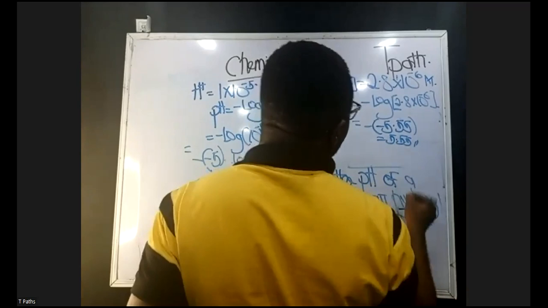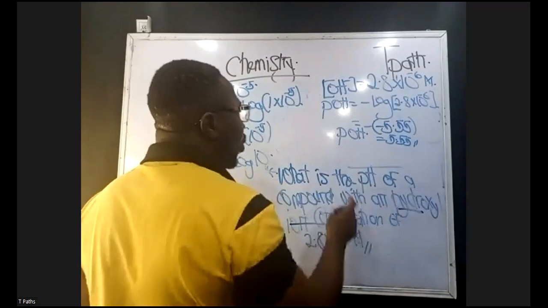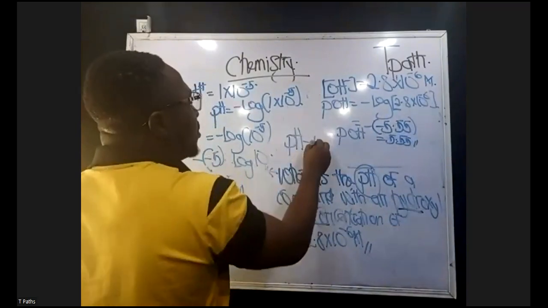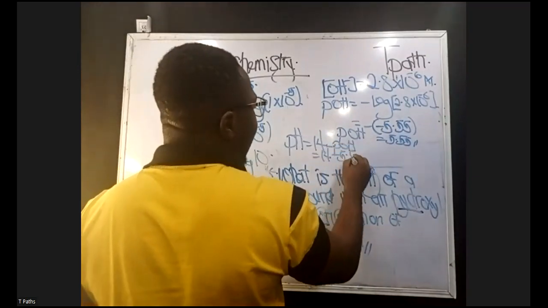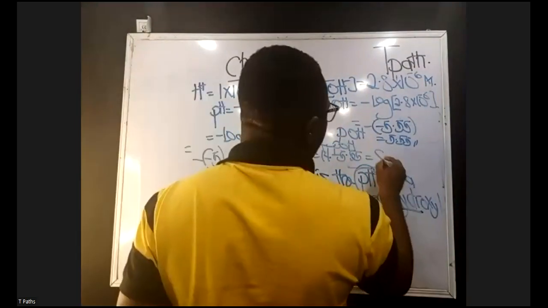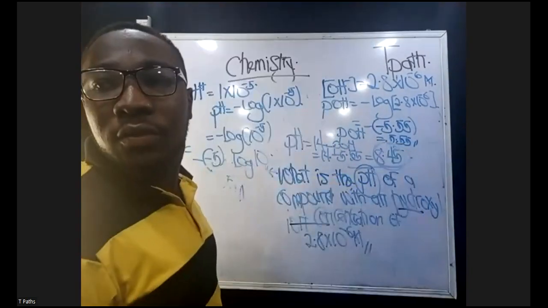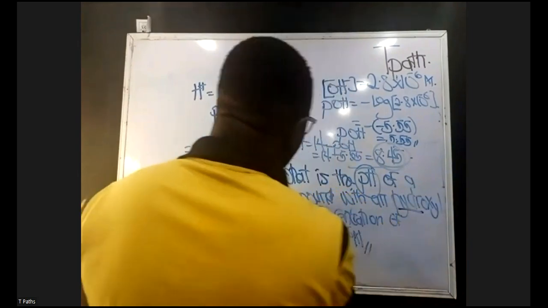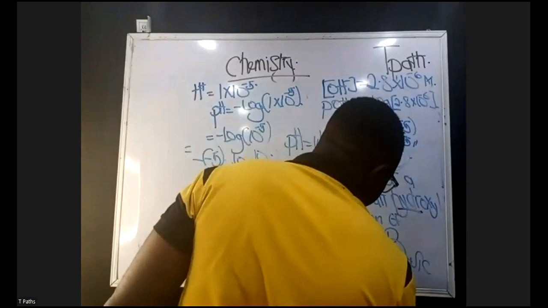Guys, from what you're doing here, please don't forget your laws of logarithms. Very important. So we have pOH, and pH can be said to be 14 minus pOH. We can say 14 minus 5.55, which is 8.45. So this is the pH, 8.45. If the pH is 8.45, therefore we can conclude that this compound is basic, because the pH is greater than 7.